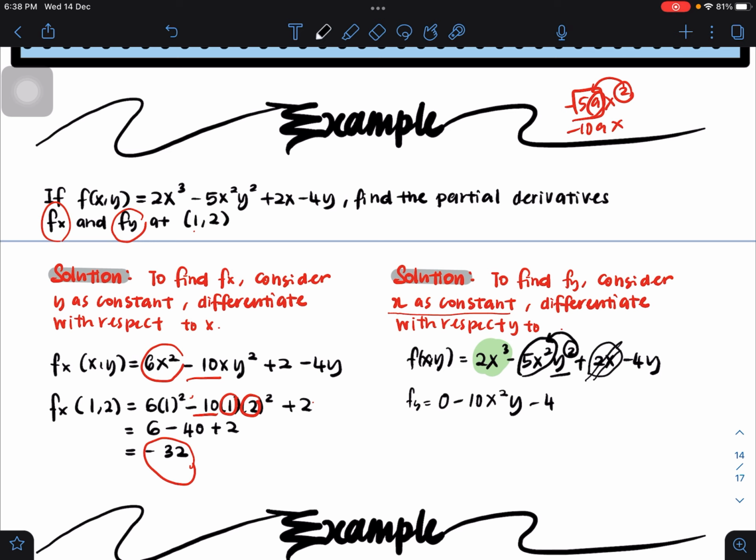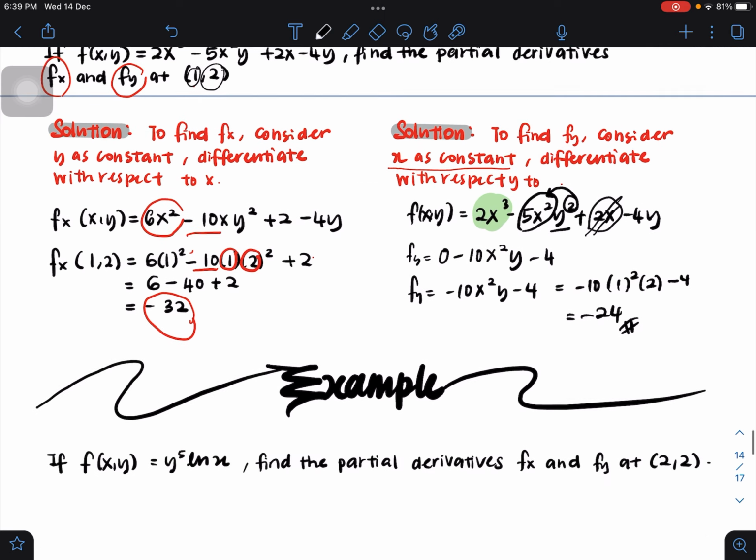Because we now find the derivative in the direction of y, we only consider y. So you have your fy equal to negative 10x squared y minus 4. Now you want to find the derivative at x equal to 1, y equal to 2. So you just need to substitute. You will get negative 10 times 1 to the power of 2 times y, which is 2, minus 4. So 1 squared is 1, 1 times 2 is 2, 2 times negative 10 is negative 20, minus 4, negative 24. So this is your fy.